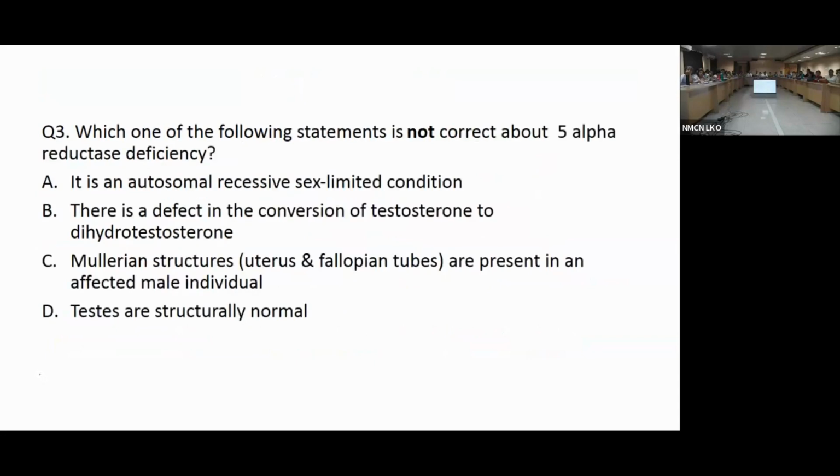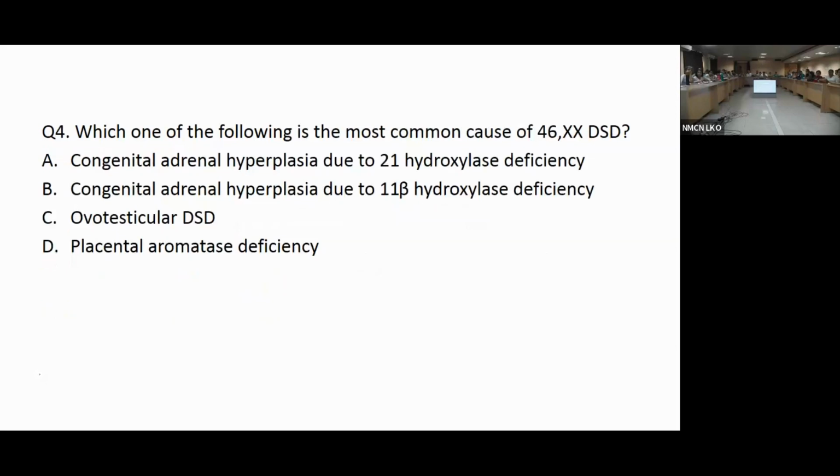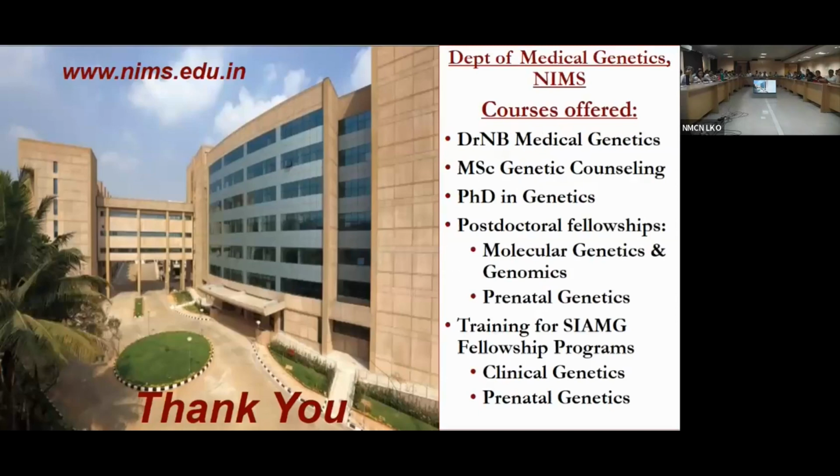Which one of the following statements is not correct about 5-alpha reductase deficiency? Yes, so C is incorrect because AMH is normally produced, so Mullerian structures will not be present. And which one of the following is the most common cause of 46XX DSD? Congenital adrenal hyperplasia due to 21-hydroxylase deficiency. So that's all. Any questions?